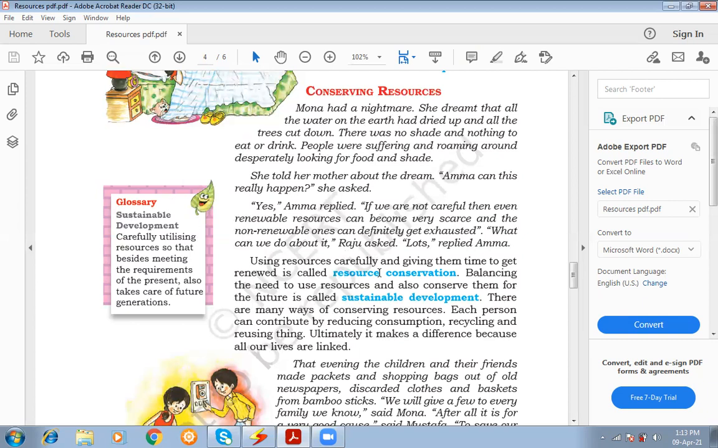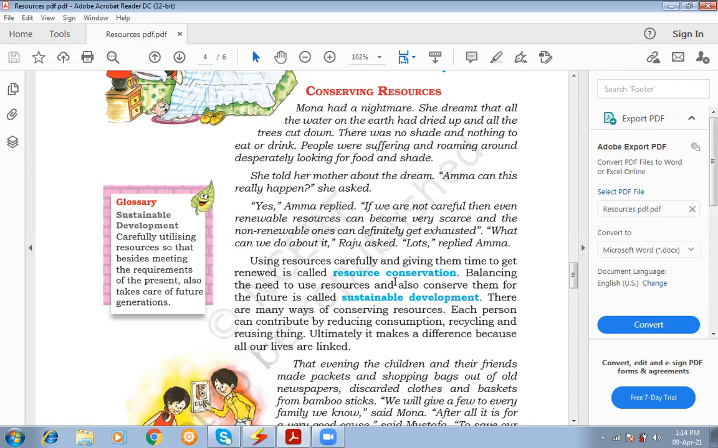So then comes sustainable development. I told you in the beginning also, sustainable development means using the resources at present, but using them in a way that they can be saved for future generations also. Sustainable development means carefully utilizing resources so that besides meeting the requirements of the present, it also takes care of future generations. So balancing them is our duty.